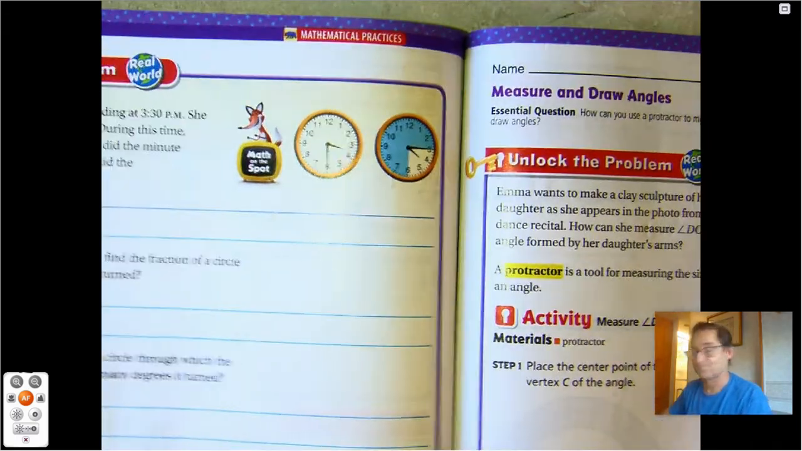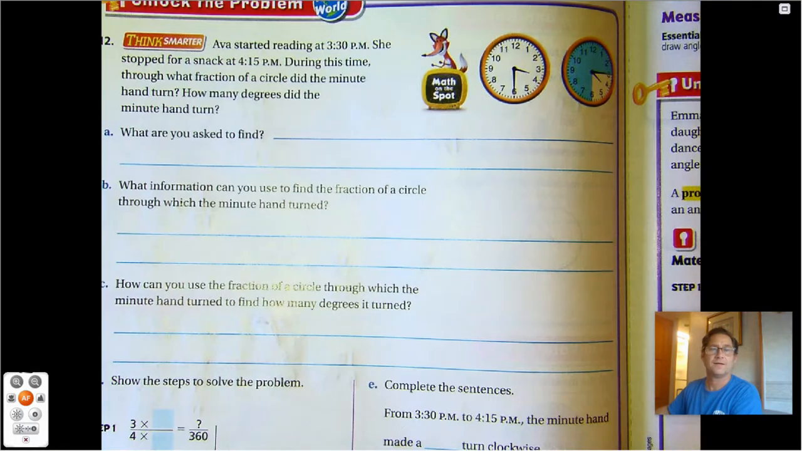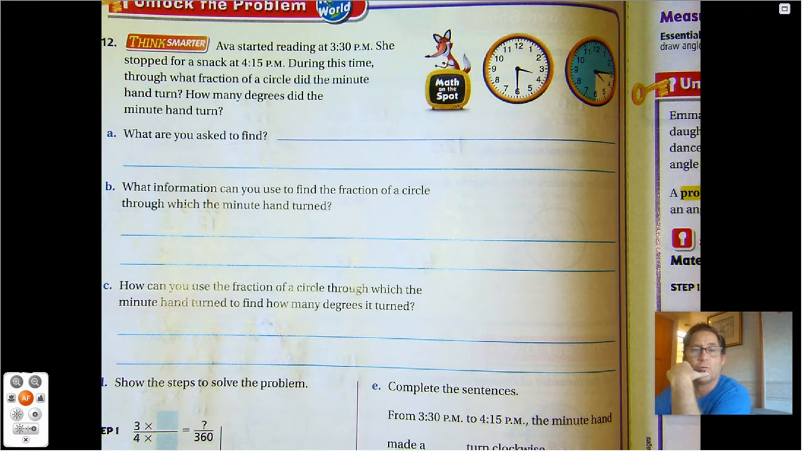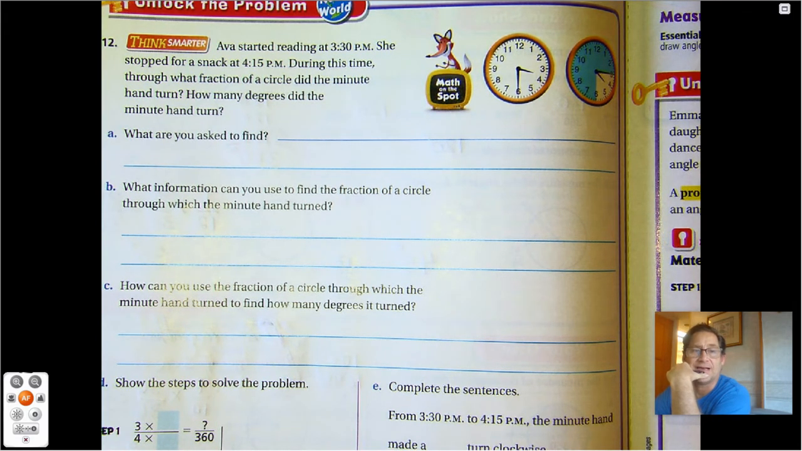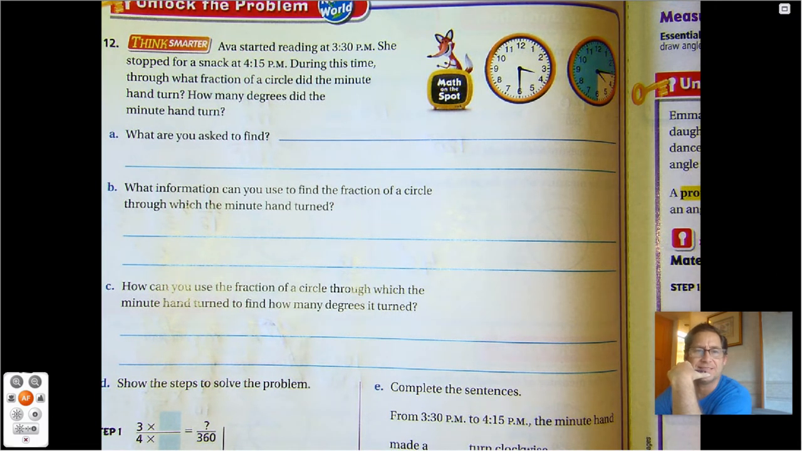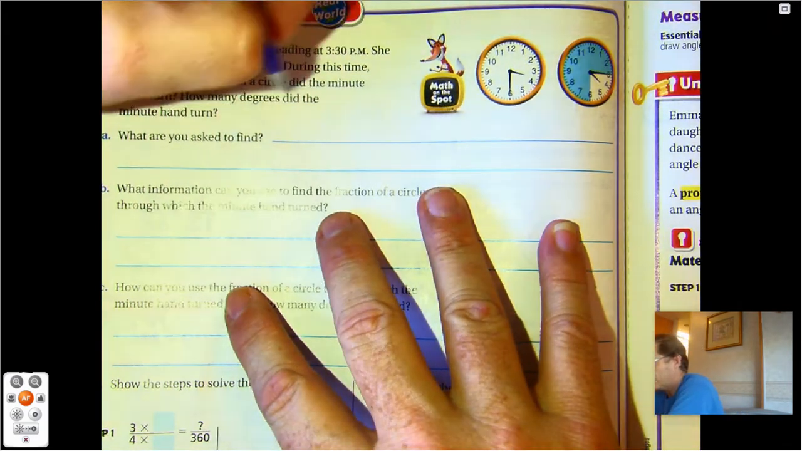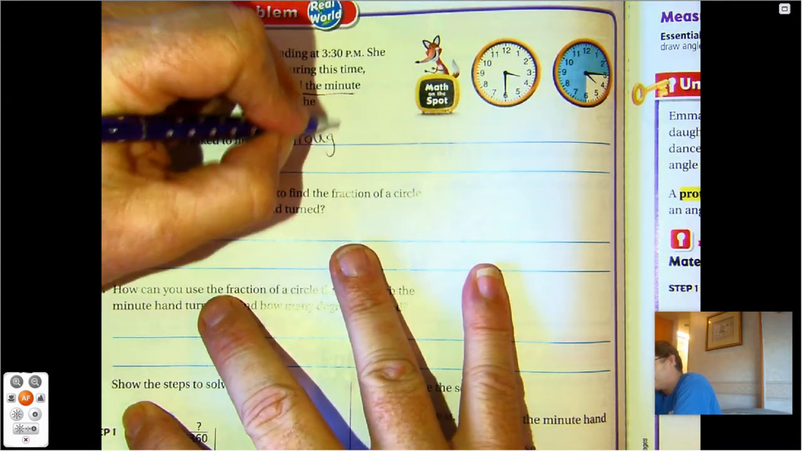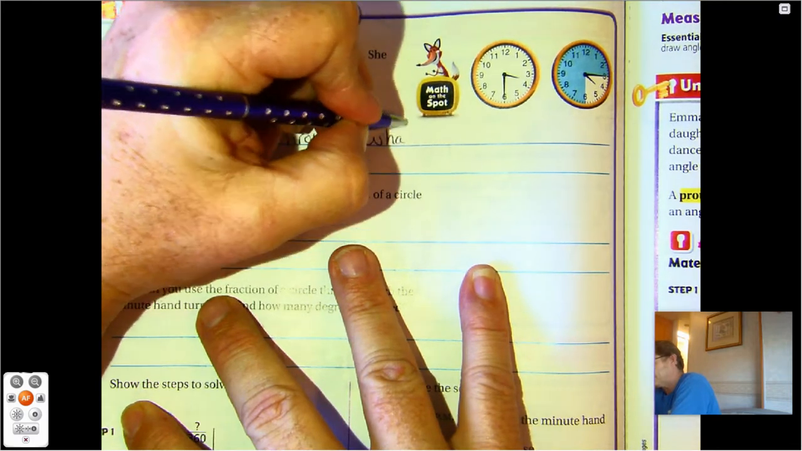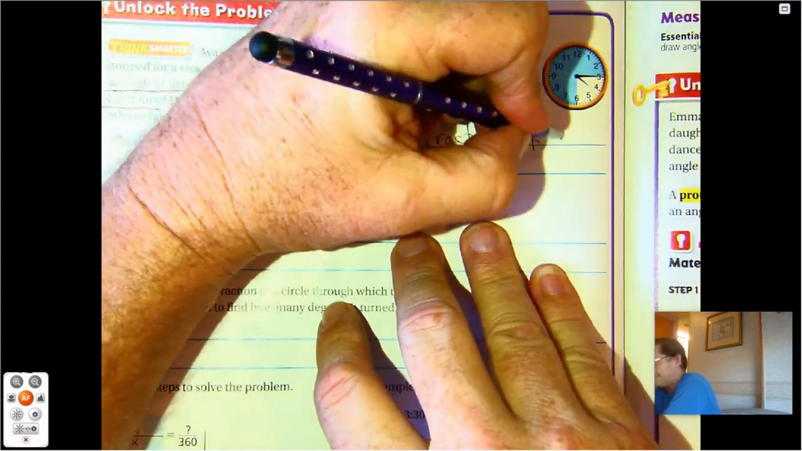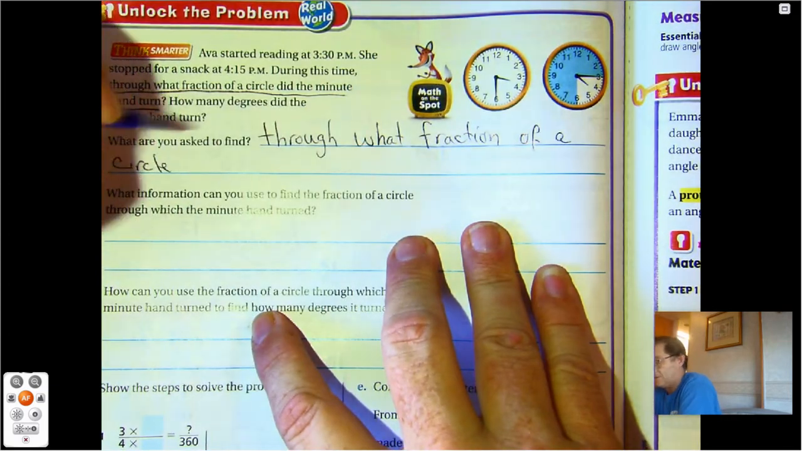Number 12. Ava started reading at 3:30 p.m. She stopped for a snack at 4:15. During this time, through what fraction of a circle did the minute hand turn? How many degrees did the minute hand turn? What are you asked to find? We're asked to find through what fraction of a circle did the minute hand turn?